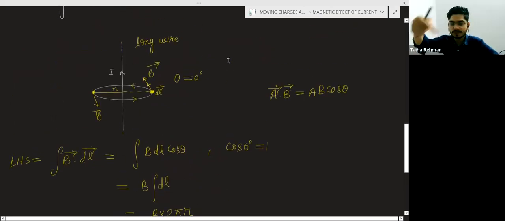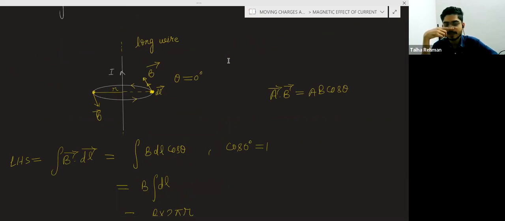So you have to first choose a closed loop around the wire, and then calculate the line integral of the magnetic field along that loop. According to Ampere's circuital law, that line integral will be equal to mu 0 multiplied by the current enclosed by the loop.